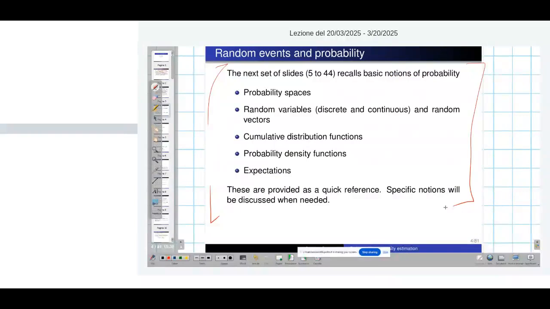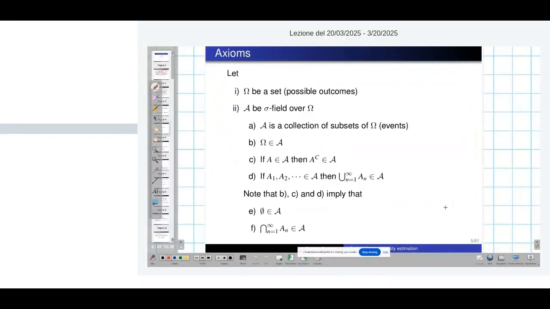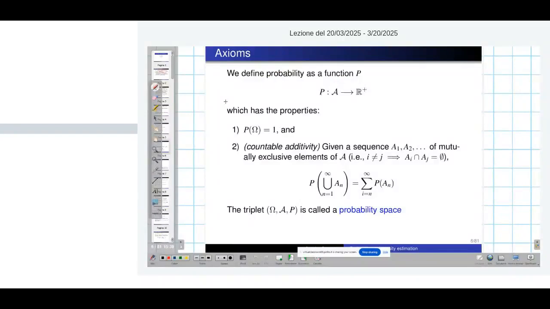Now, the first thing that we have here is a short recall on the notions of probability that we will need. I will go quickly through this because I guess that you should have studied these things in previous courses. We have a definition of the axioms that we will use, but typically we don't need to refer to the axioms, so I will go quickly through this.